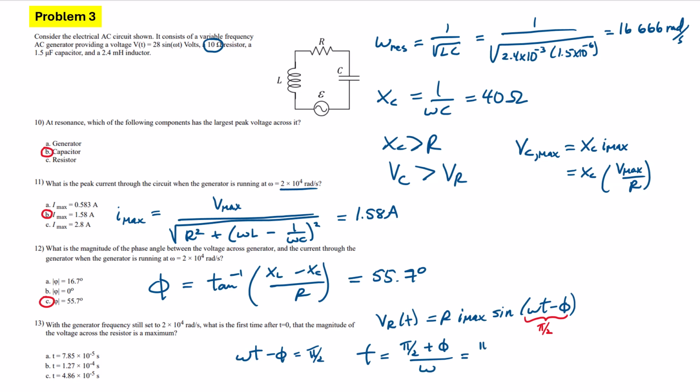Now we substitute our values, so pi over 2, now plus. If you're going to substitute that in degrees, be a little bit careful. You have to convert it to radians, so I'm going to include this conversion factor over here, and then divide it through by 2 times 10 to the 4. I put all those numbers in the calculator. You should get 1.27 times 10 to the minus 4 seconds. And that there corresponds to choice B.